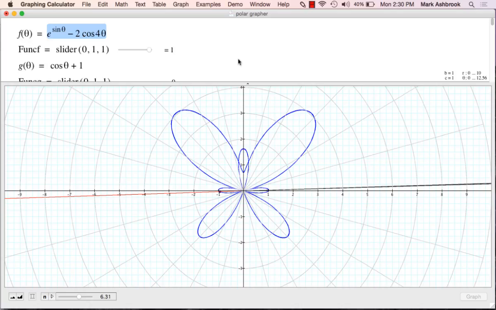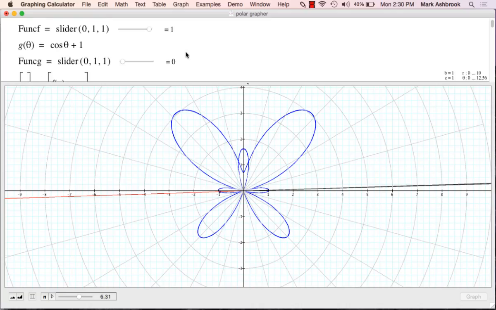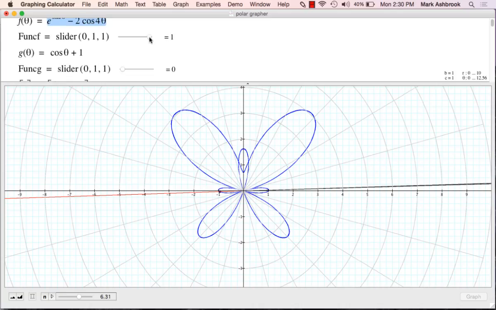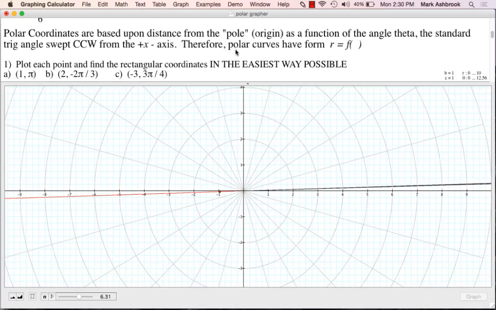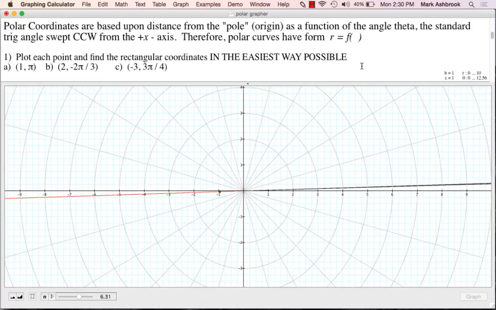You get circles and loops as theta increases. So that's the idea of r as a function of theta: distance from the pole as a function of how far you've swept counterclockwise from the positive x-axis. All right, but we have some work to do before we can do stuff like that. So we want to practice plotting. That was just an overview of polar curves, which have the function r as a function of theta.